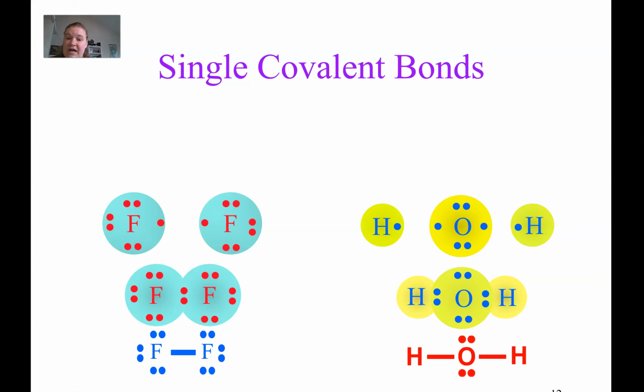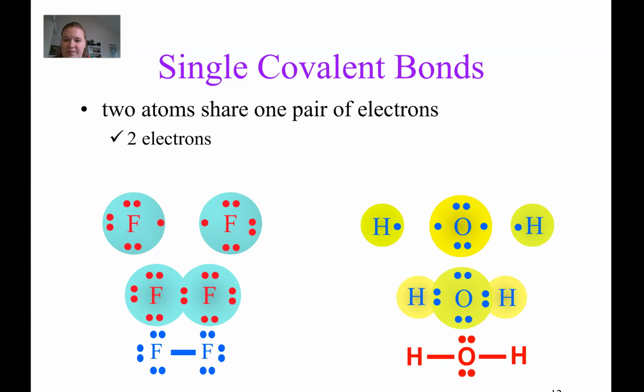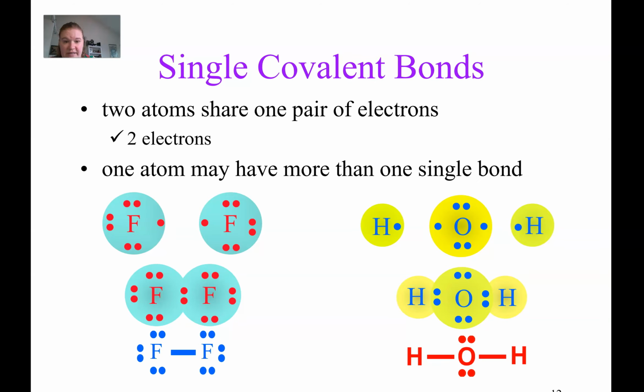There are 3 types of covalent bonds. The first one is called a single covalent bond, and all of these bonds are based off of how many pairs of electrons are being shared. So a single covalent bond is a single pair of electrons. So one pair of electrons, and we represent it with one line. So here's the pair of electrons that the fluorines are sharing, and we represent that with that one line.